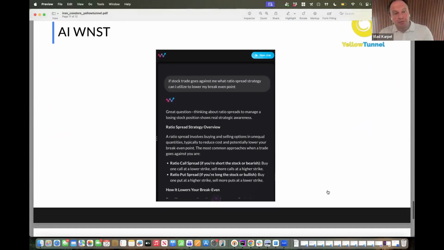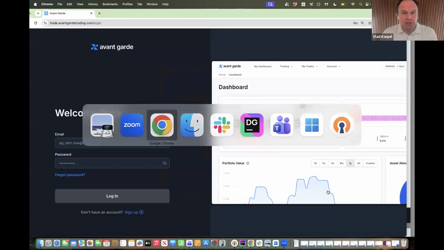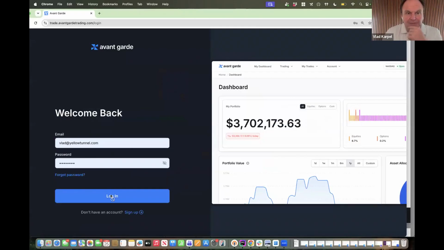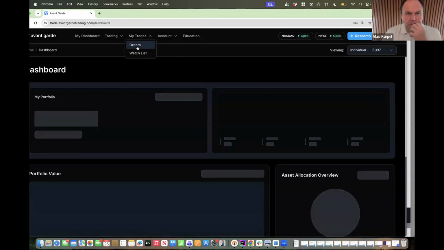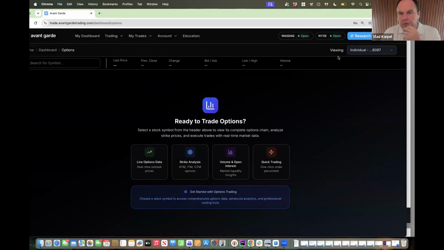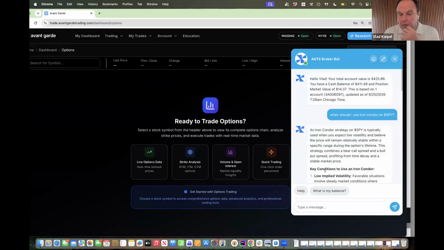So again, you can always use AI Winston. If you've been in our presentations, you're already familiar with that. But if you log into your Avantgarde account and you go to trades, there's always this research API. It's an AI bot that AGT offers, where you can actually type in. It knows about your account, so you can ask account-specific questions. Where's my statement? How do I look? What my positions are? But you can ask questions about iron condors.